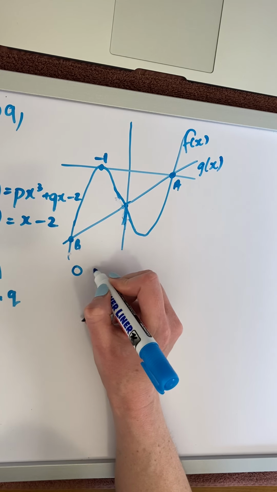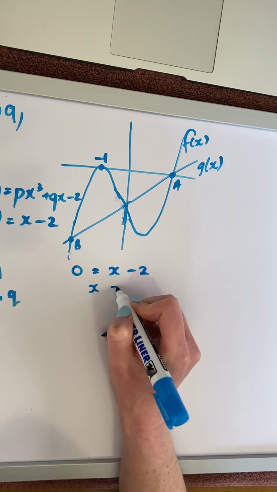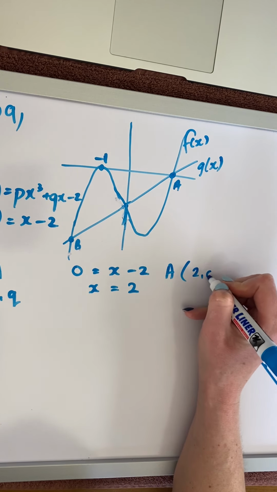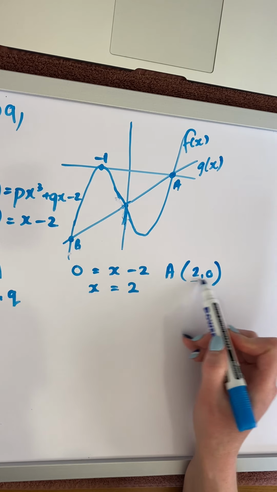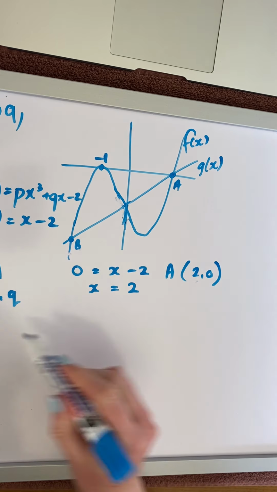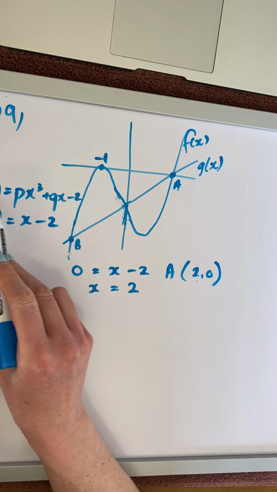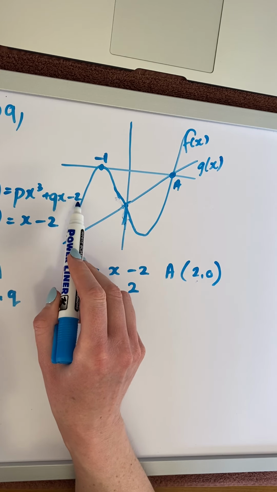So therefore we are looking at 0 is equal to x minus 2, which means that x is equal to 2. And therefore the coordinates of point A are 2, 0. So given this information now, it's fairly easy to find the value of p and q, because we know that our f of x, our cubic function, is px cubed plus qx minus 2.